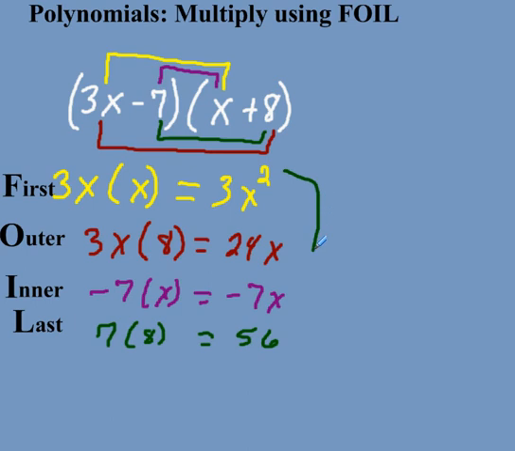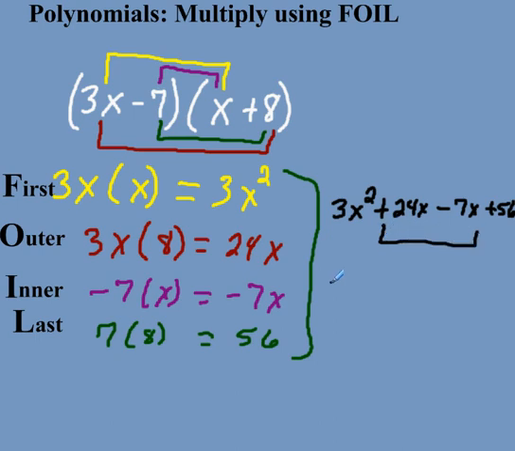Alright, now let's put these all together in exponential order. Okay, so this is what it would look like. 3x squared plus 24x minus 7x plus 56. And then to simplify, the next step would be to combine these two, giving you 3x squared plus 17x plus 56. Okay. Now let's just review real quickly.